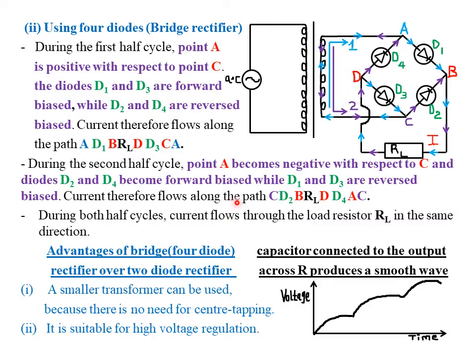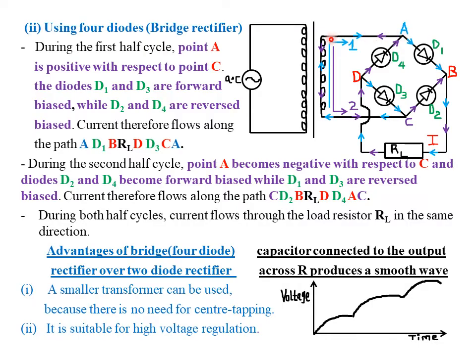Therefore, the current flows through the path. It starts at point C, goes through D2, which is forward biased, then through point B, then through the resistor load, then through this particular point here, then it gets to point D. Once it gets to point D, it moves to the diode D4, then back to point A, which is negative in the second half cycle.